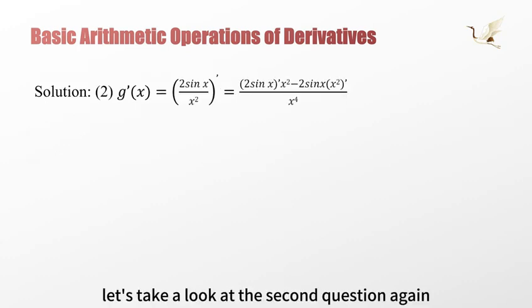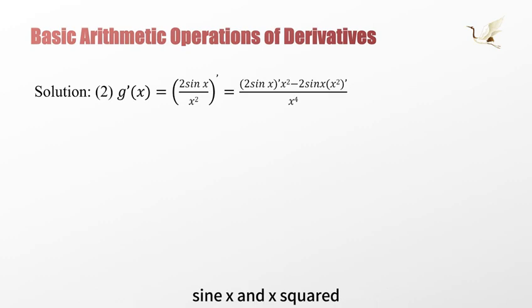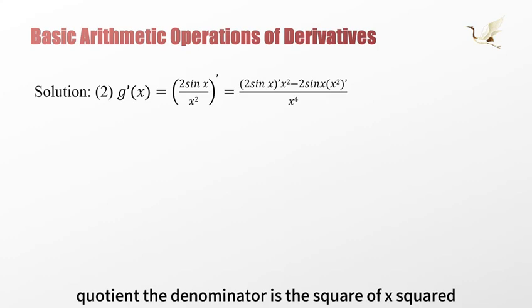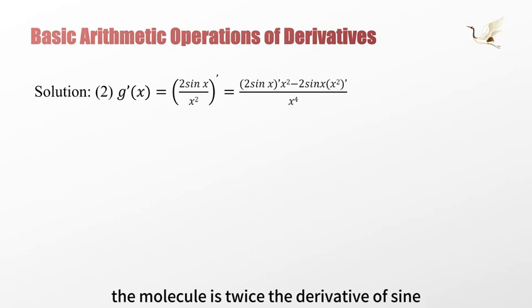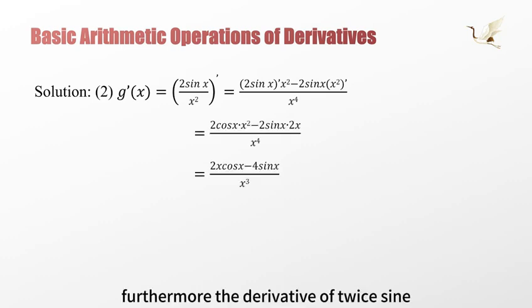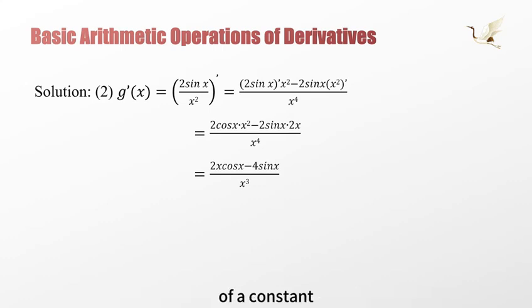Let's take a look at the second question. The function g(x) can be seen as the quotient of 2 sin x and x squared. Then we will use the derivative rule for the quotient of functions. The denominator is the square of x squared, which is x to the fourth power. The numerator is the derivative of 2 sin x multiplied by x squared, minus 2 sin x multiplied by the derivative of x squared. Furthermore, the derivative of 2 sin x can be regarded as the derivative of the product of a constant and f(x).